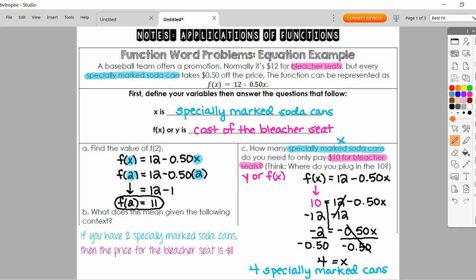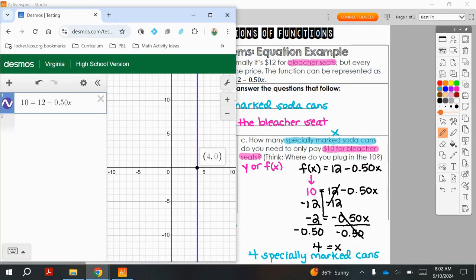Okay, let's do it in Desmos because again, you'll have Desmos the whole time with this. I just like to show you by hand first. This time we're going to go ahead and type in the equation that we replaced the f of x with. So that would be 10 equals 12 minus 0.50x. And we don't get our answer over here on the left column, but we get it visually on the graph.